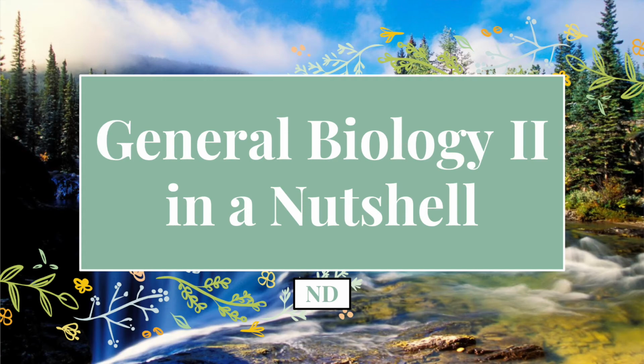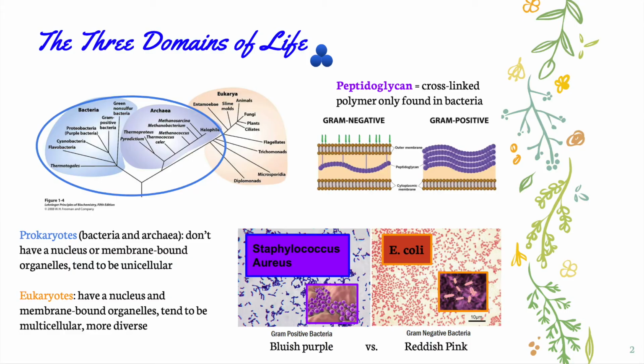Welcome to this crash course on General Biology 2. Let's get started. There are three domains of life: bacteria, archaea, and eukaryotes. Bacteria and archaea make up the prokaryotes, which vastly outnumber eukaryotes.